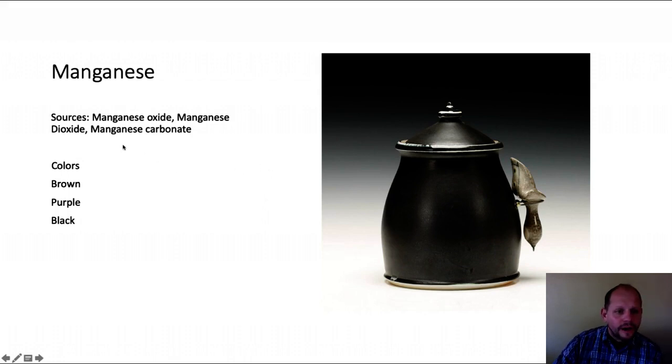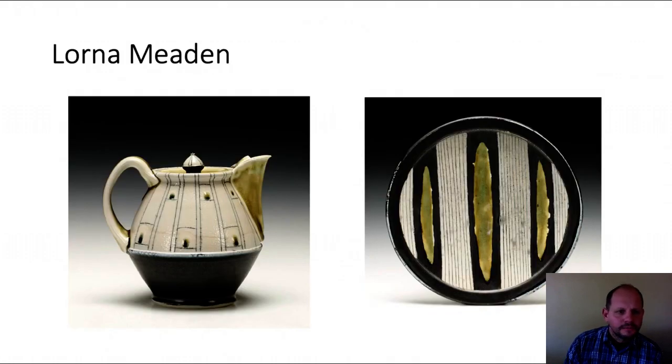But you can get a range of colors from brown, purple to black. Most of the time it's black. I believe in high concentrations, you can also get real metallic looking surfaces. So something to experiment with there. Again, this is more of Lorna Meaden's work. You can see she's very design oriented. Her work is really nice and utilizes this manganese base glaze.